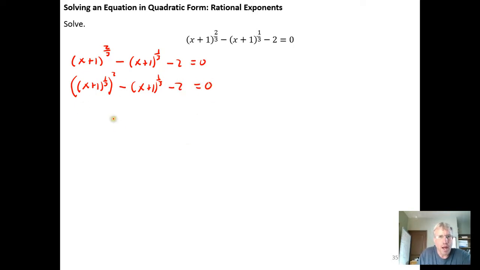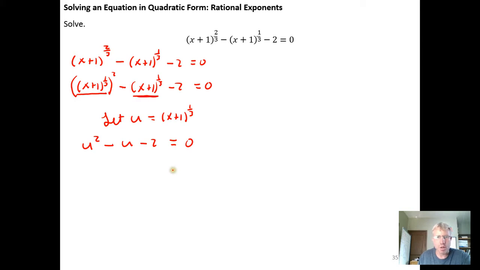And then I can make the substitution. I can say let u equal (x+1)^(1/3), and then if I go through and make that substitution here, I'm going to get u squared minus u minus 2 equals 0, and now I have an equation that looks like a quadratic equation. So the original equation was in quadratic form.